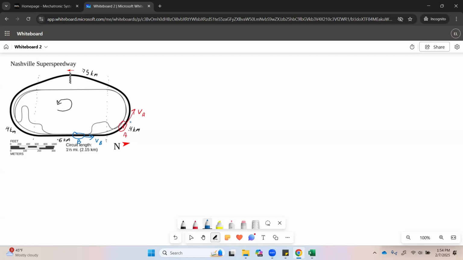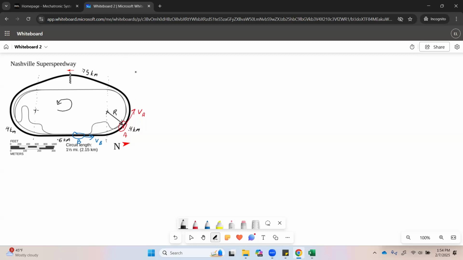So we're given these, and now that we know the distance of the semicircle, we can find the radius of the track. So those are going to be equal, and we'll say that the distance from the center of rotation to the edge is radius R. All right, so we've kind of laid all this out.